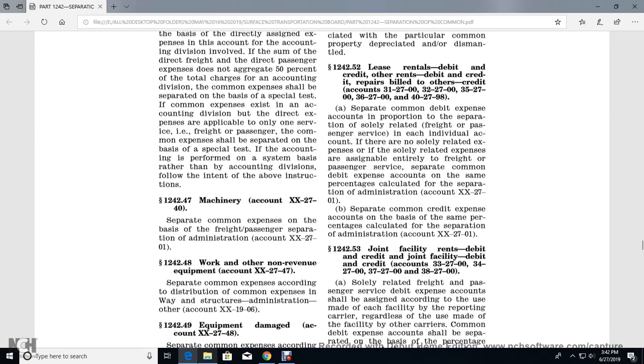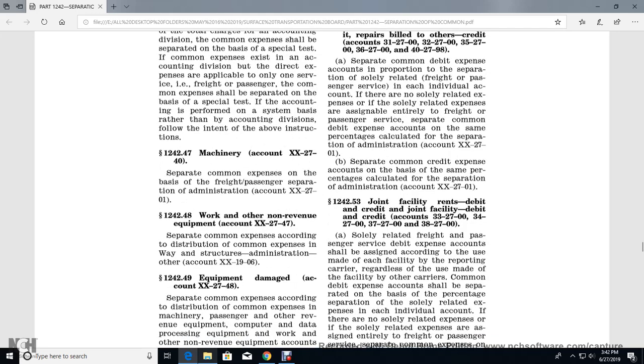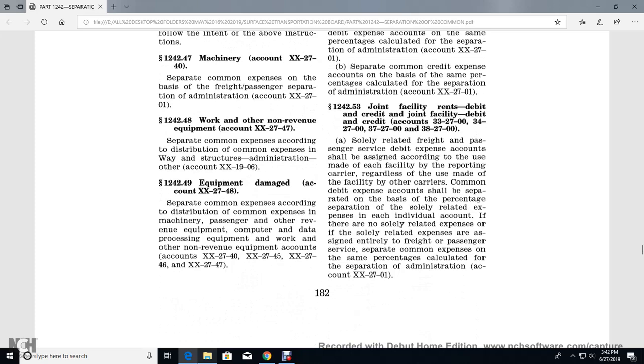1242.47, machinery, account 2740: separate the common expense of the freight and passenger with the separation administration XX 2701. 1242.48, work and other non-revenue equipment, account 2747: separate common expense with the distribution of common expense with the wage structure administration, other account XX 1906.